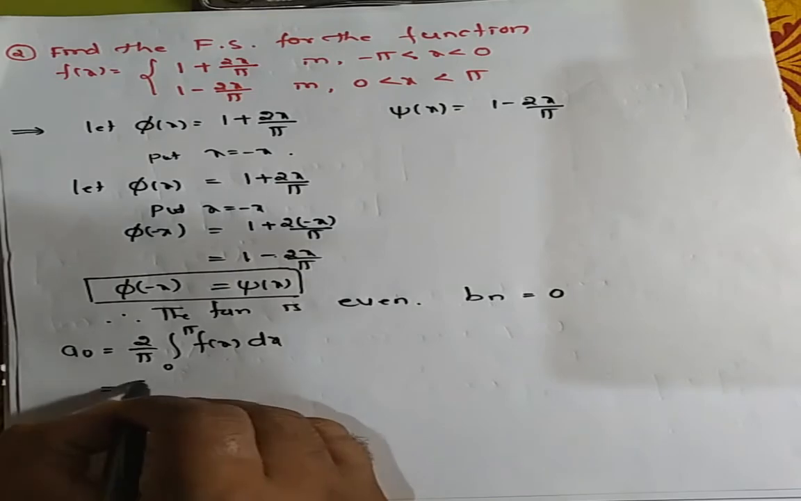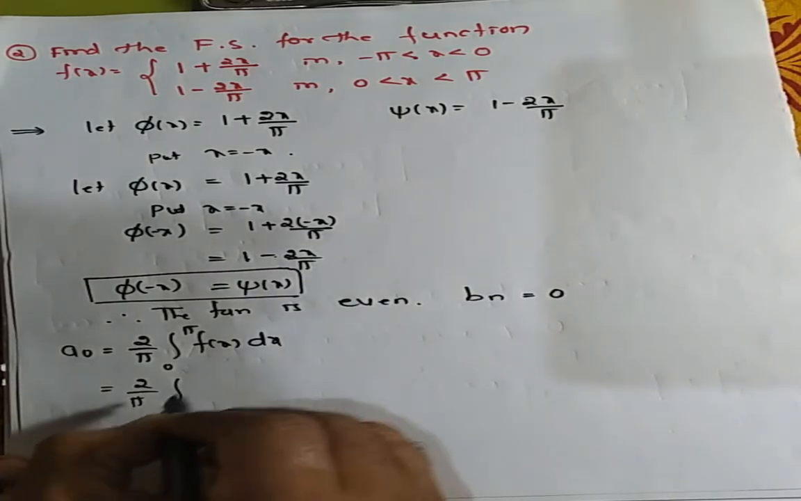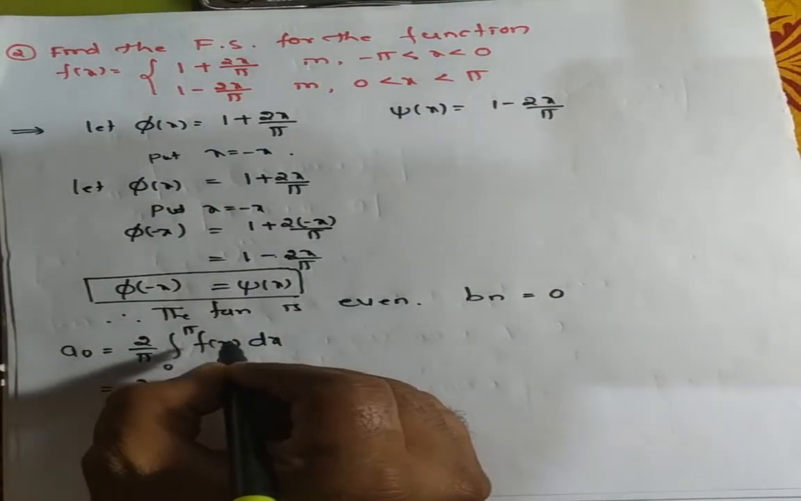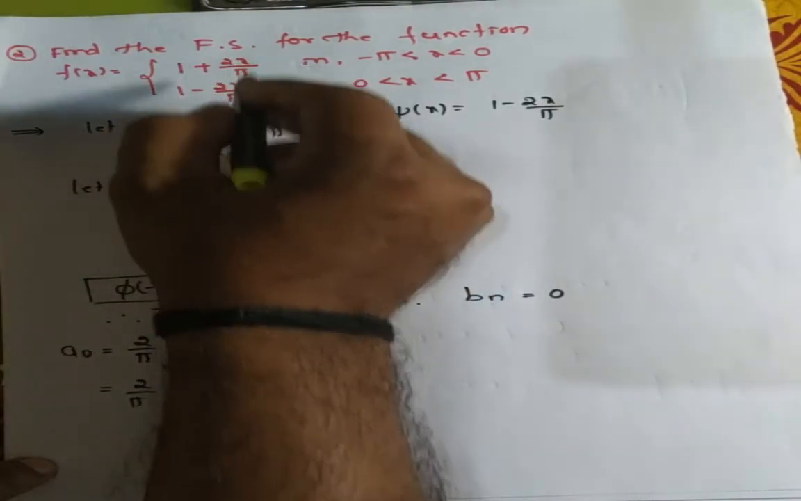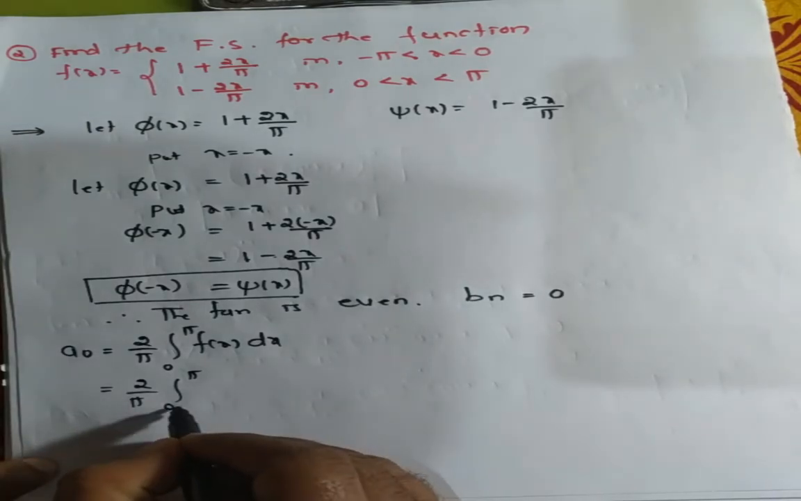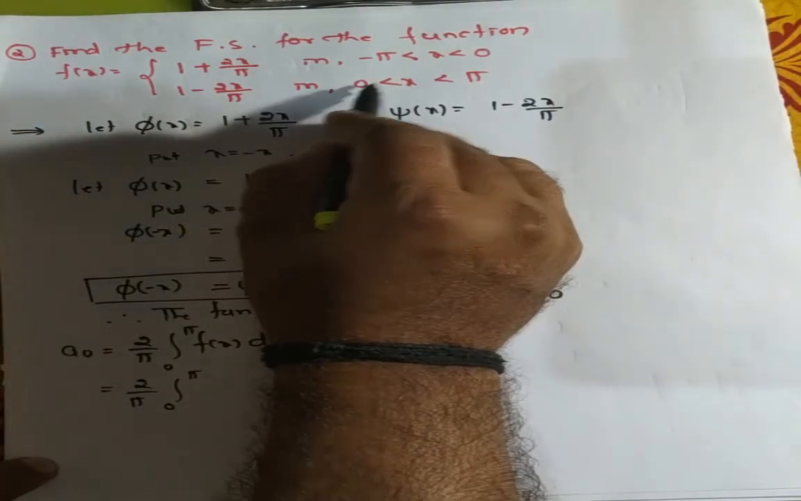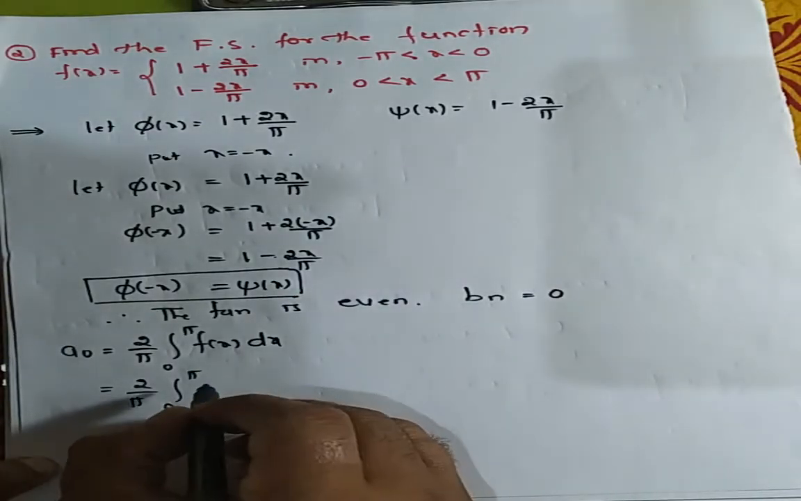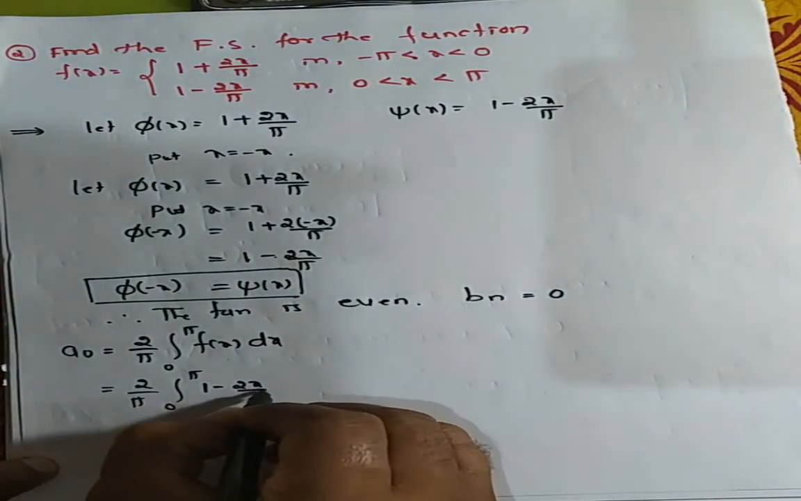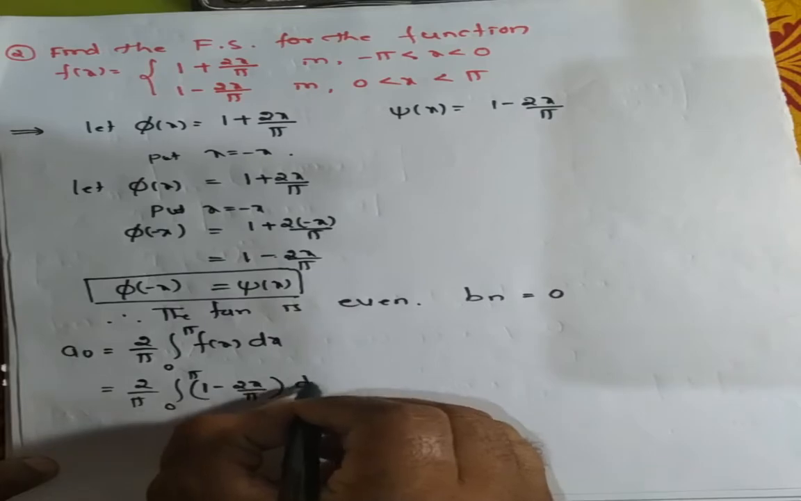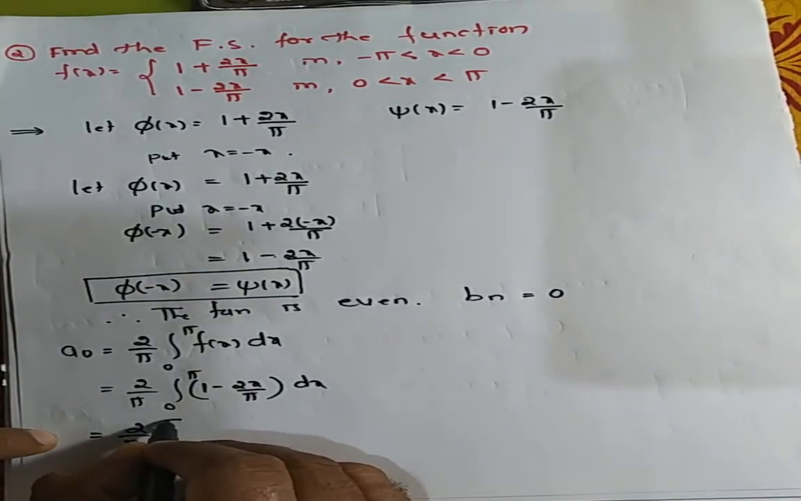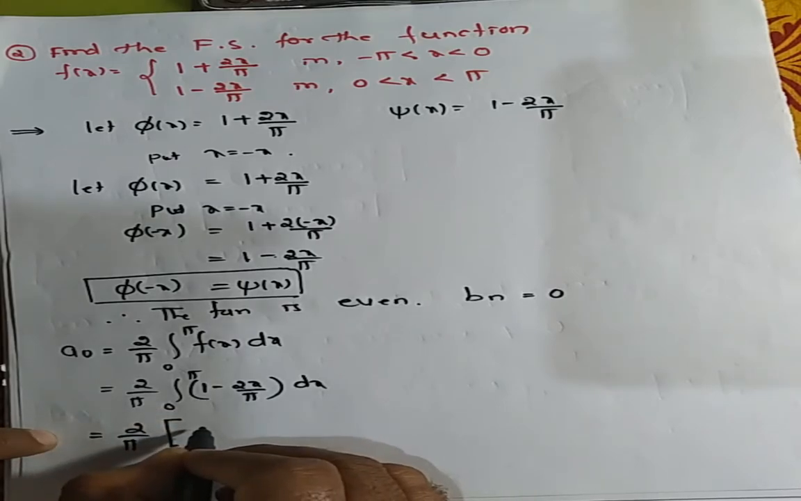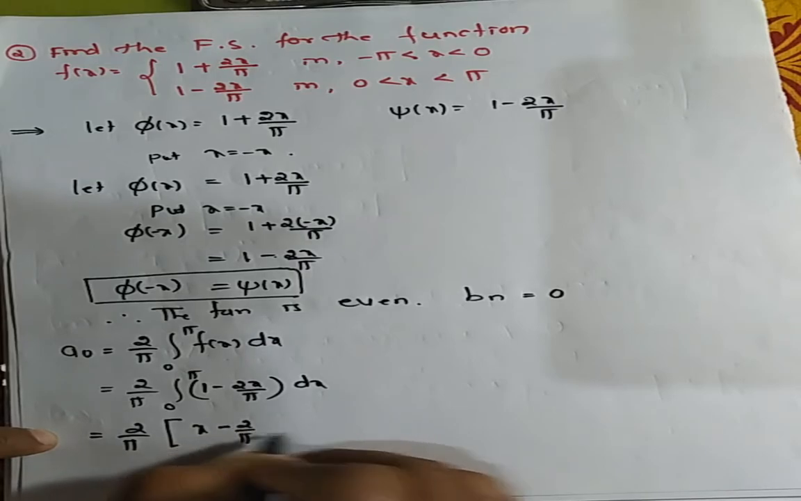So a naught is 2 divided by pi integration 0 to pi of f of x. The function f of x is defined in two parts, so you have to take any one of these two. What is the interval here? 0 to pi. So the corresponding function will be 1 minus 2x divided by pi with respect to dx. Now see here, 2 divided by pi.